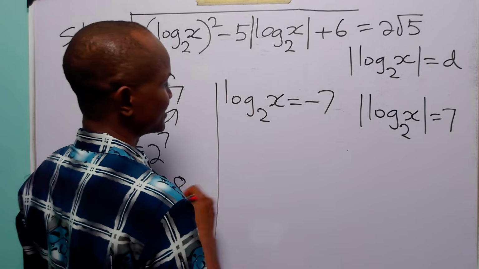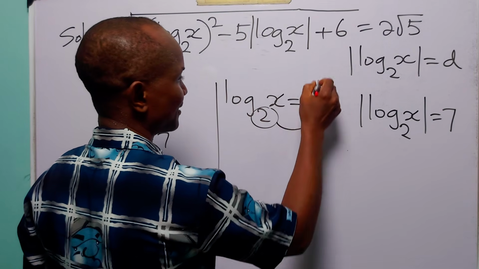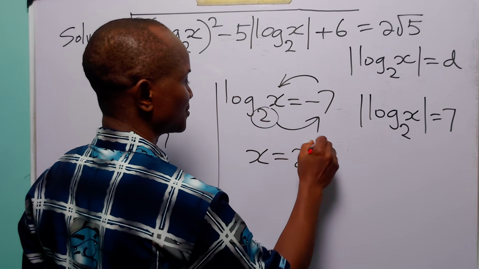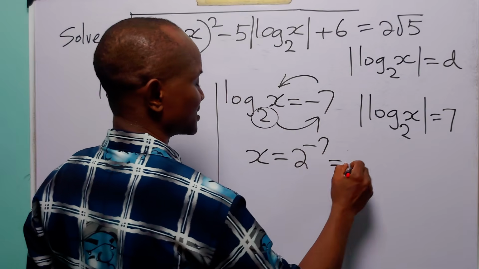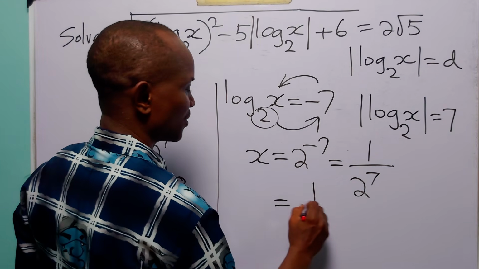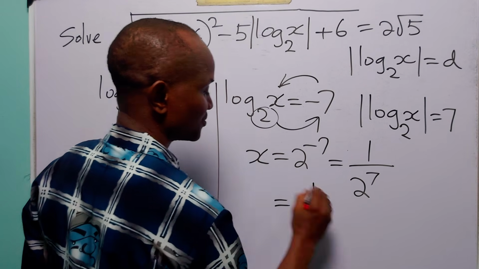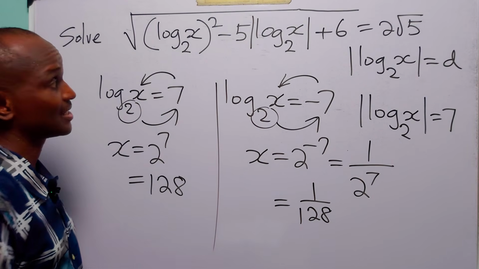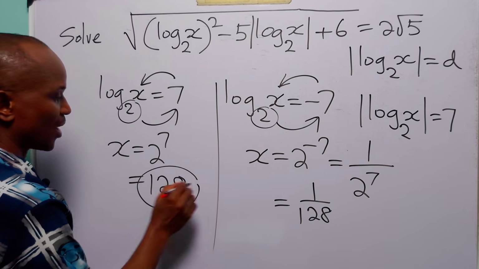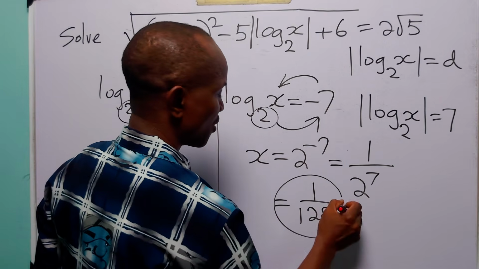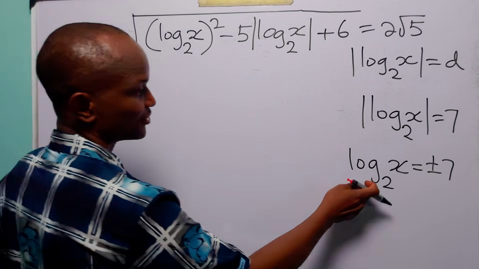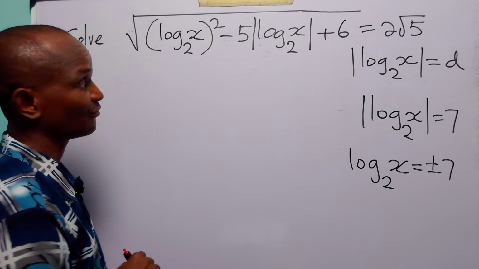In this case, doing the same thing, we have that 2 to the power minus 7 is equal to x. So we have that x is equal to 2 to the power minus 7. Of course, this is equal to 1 over 2 to the power 7. So x is equal to 1 over 128. So the two values of x that satisfy this logarithmic equation are x equal to 128 and x equal to 1 over 128.